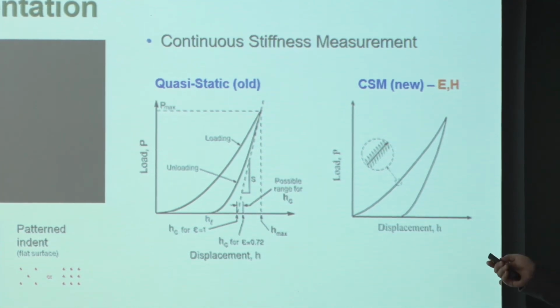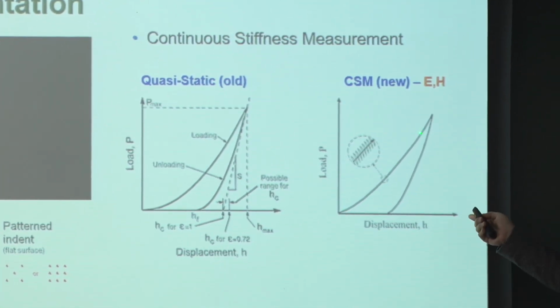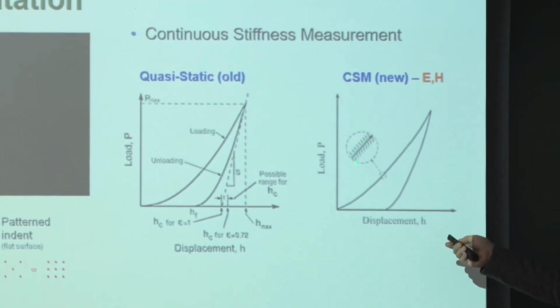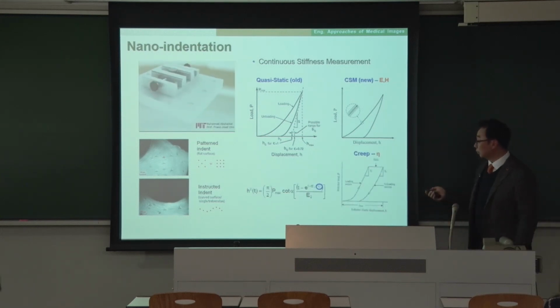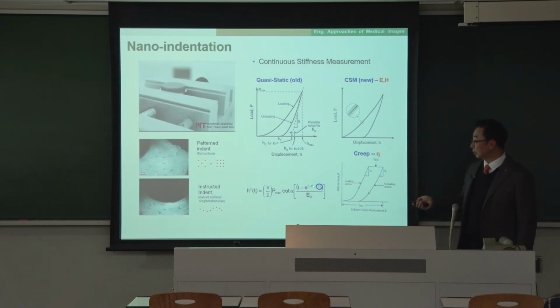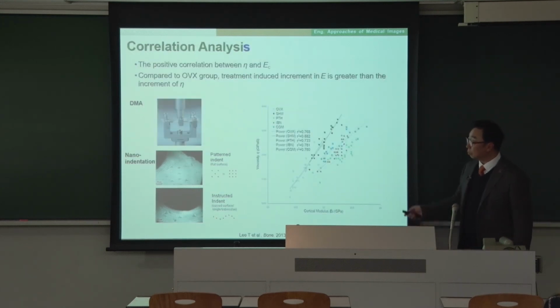What you do is that while the overall load increases, you have loading, unloading, loading, unloading, loading, unloading. Okay, so machines are getting smarter. So that's how we can even get creep. Okay, so that's how we got the modulus and the hardness values, by using this previous DMA and nano-indentation.